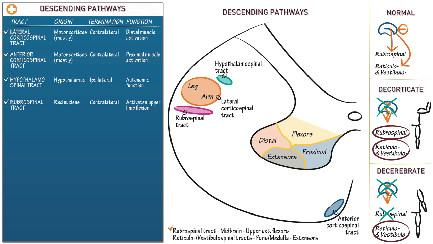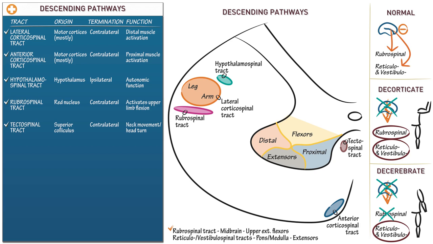Next, label the tectospinal tract in the anterior medial spinal cord. Indicate that it originates in the superior colliculus of the midbrain, decussates in the dorsal midbrain tegmentum, and innervates the upper cervical spinal segments to activate neck movements and produce contralateral head turn.